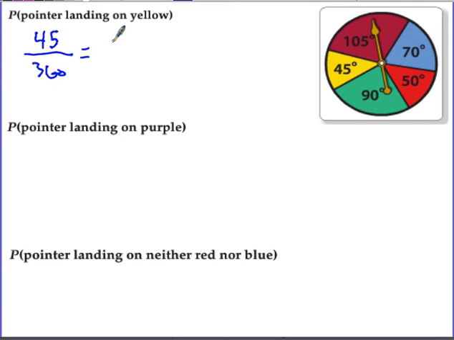What is it? 1/8, so it simplifies to 1 over 8. And as a percentage, that would just be 12.5%, right? Yeah. So a 1 in 8 chance or a 12.5% chance of landing inside the yellow area.